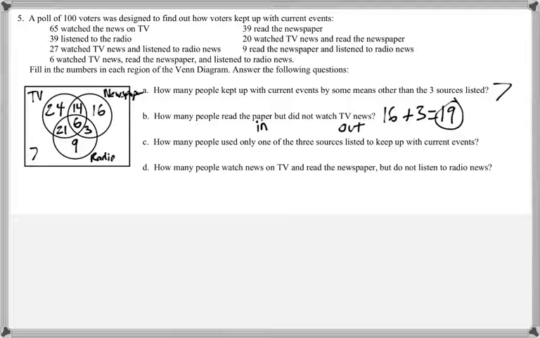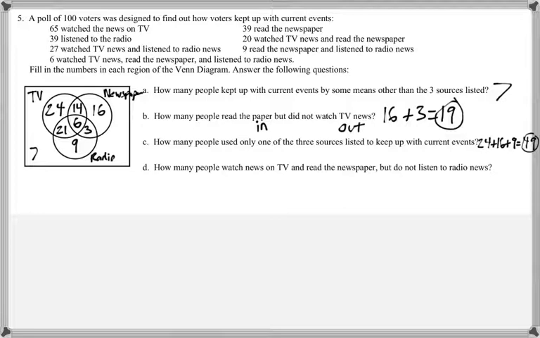How many people used only one of the 3 sources listed to keep up with current events? So these would be the numbers that are not in any of the intersections. So the 24, the 16, and the 9. Which is 49.